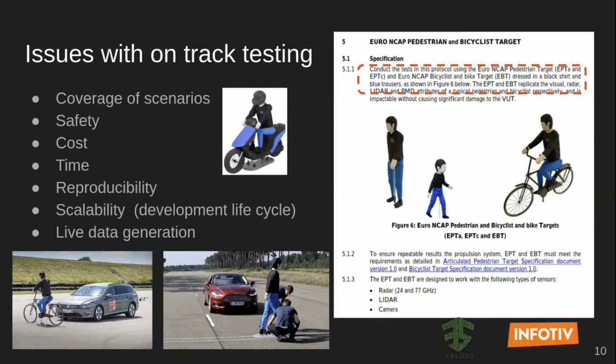And the second issue is safety. Even though we are using this humanoid, in many cases we are using a real driver to crash into it. And as you can guess, it can still be very dangerous. And finally, it's very costly, because you have to set up this stage, drive into them, measure stuff, and then go back and repeat these tests many times.